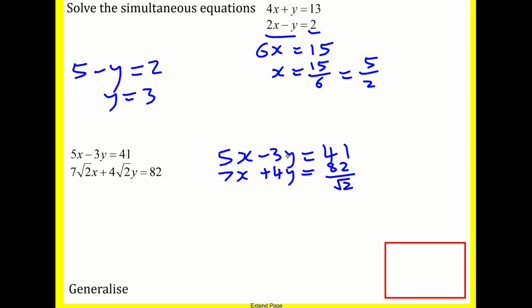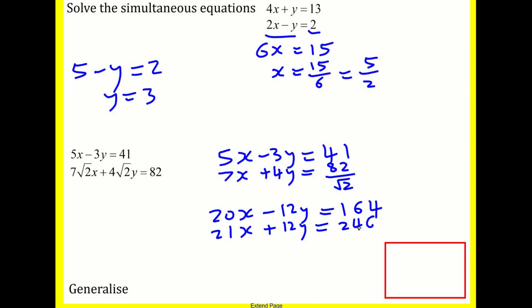Now I need to make the coefficients equal, so I'm going to times this one by 4, this one by 3. So I'm going to get 20x minus 12y, and then I'm going to have to times that through by 4. That's going to be 164. Times this one through by 3, 21x plus 12y equals 82 times 3. 80 times 3 is 240. It's going to be 246 over root 2. Don't forget about that root 2.